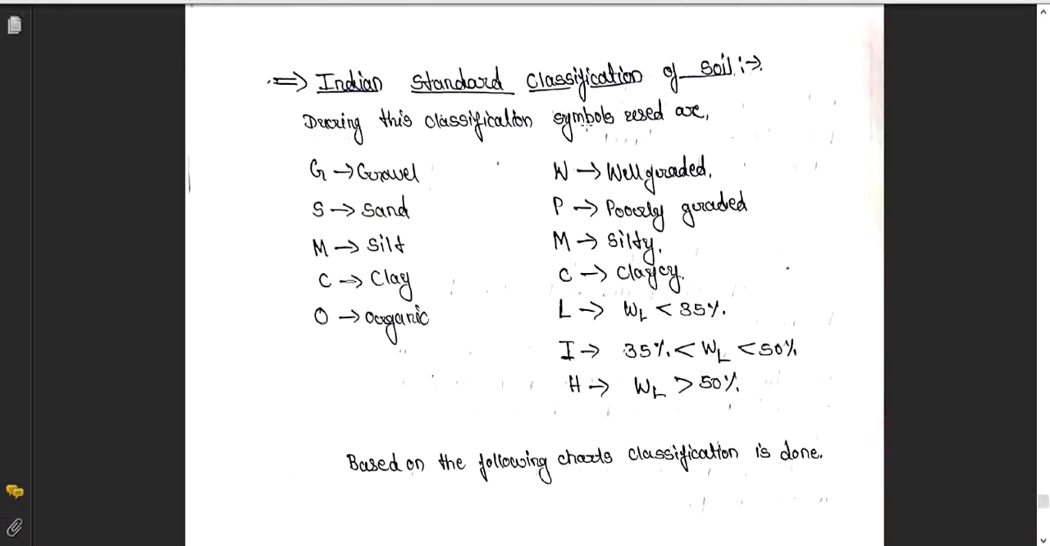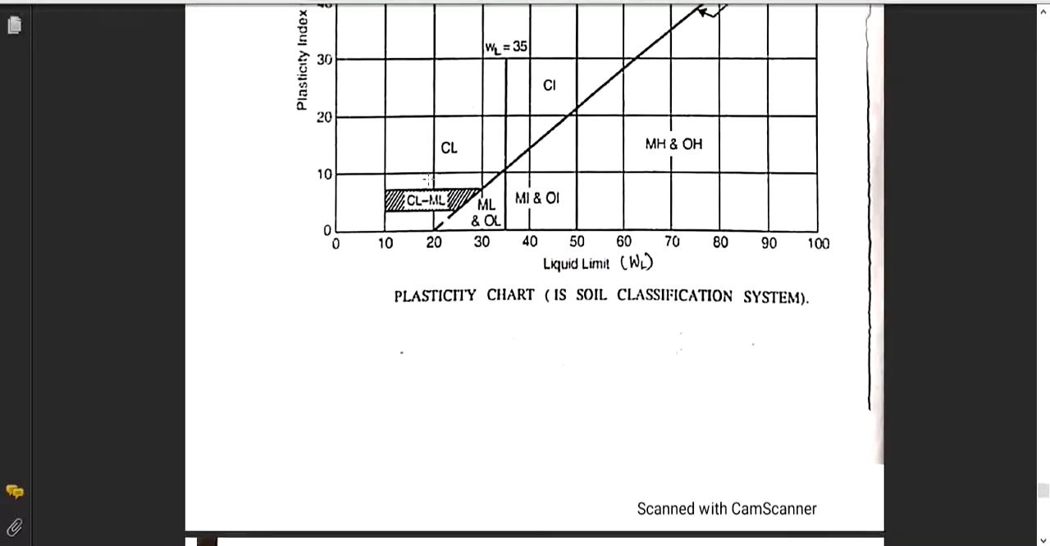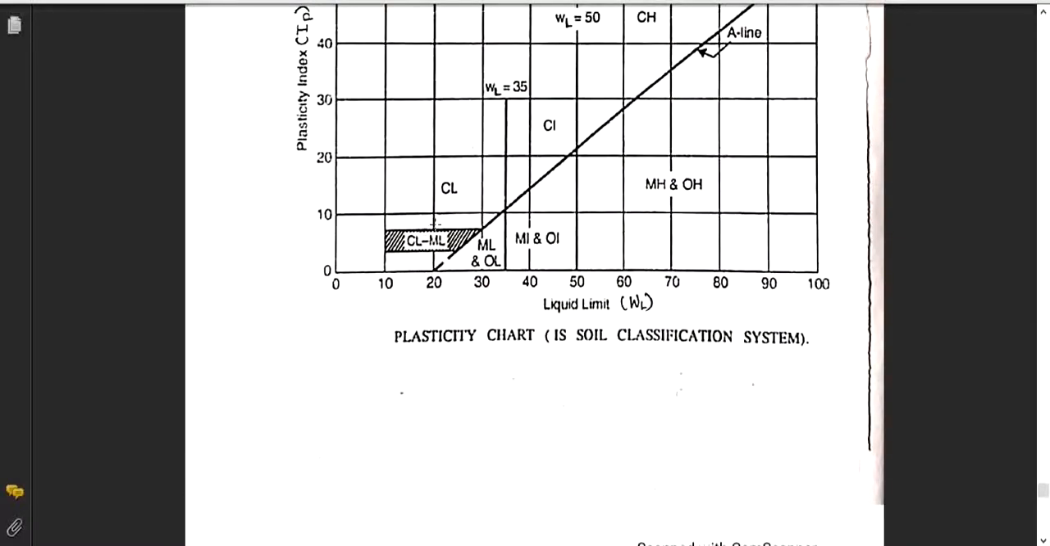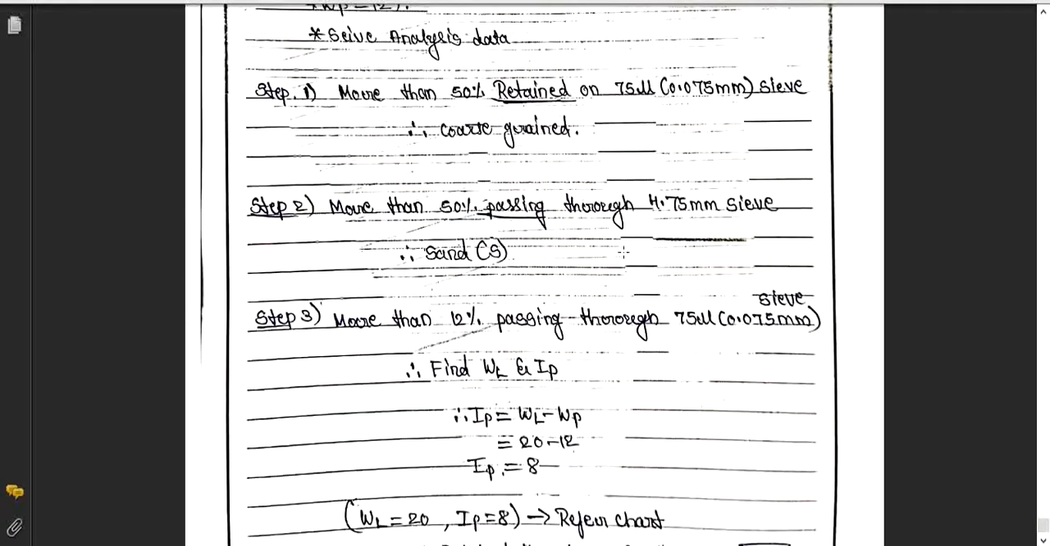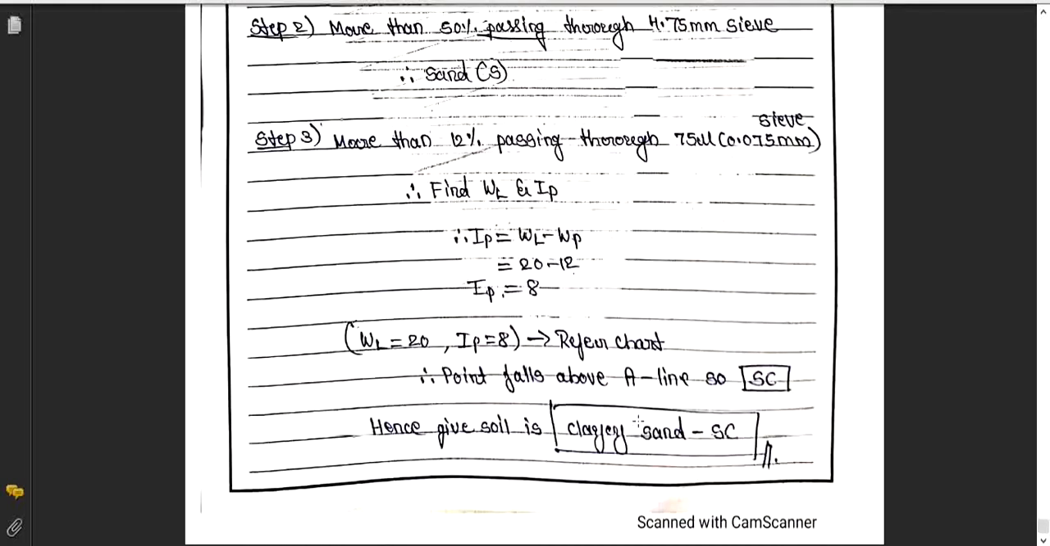So I will move to the plasticity chart. You can see WL is equal to 20, IP is equal to 8. It falls somewhere here. So remember, this is from 5 to 7, sorry, 5 to 7. Here 5 comes, here 8 comes, so above this, 8 comes somewhere here. So C is the nomenclature. So yes, C is the final nomenclature for the given problem. C means clayey sand.